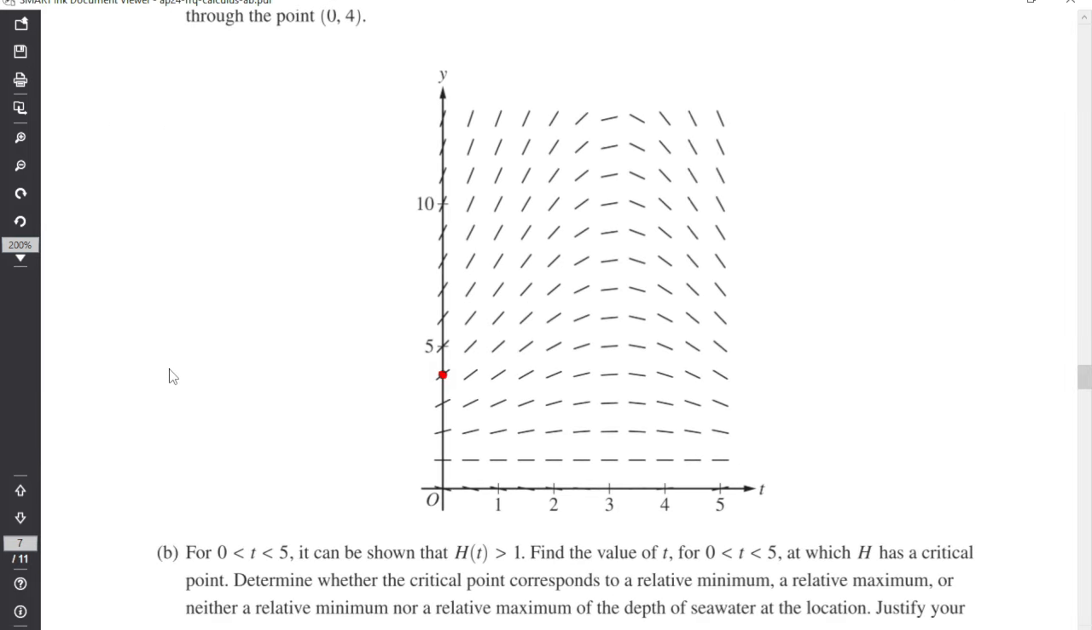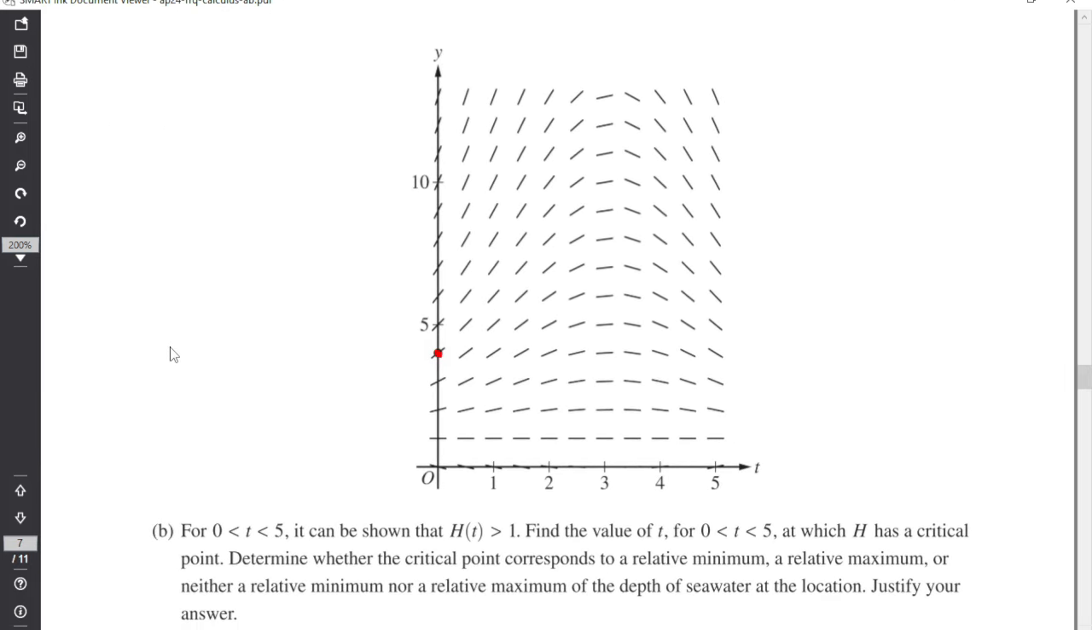In part B, it says h of t is greater than 1. So we're going to keep using that in a couple different places here. The h is greater than 1 throughout. From 0 to 5, we need to know where h has a critical point, and then whether it has a max, min, or neither at that critical point.